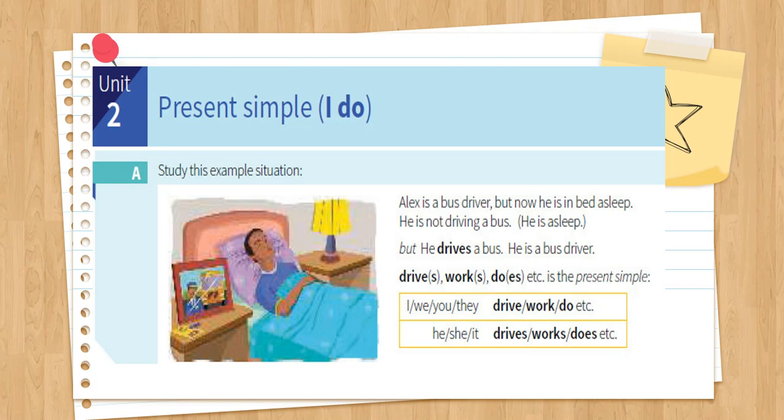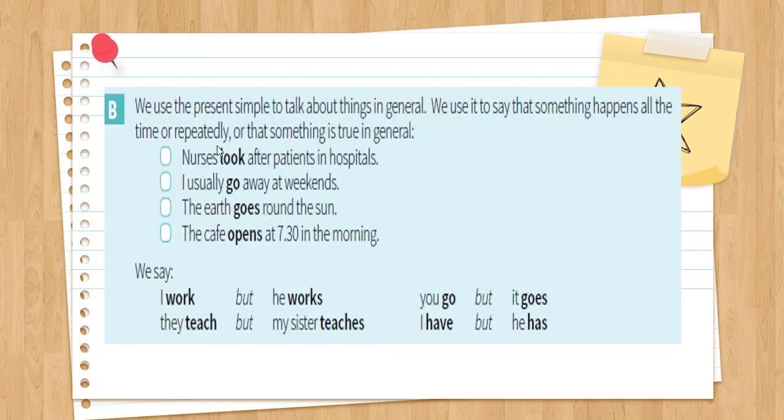We are going to see some other examples, and here we have, it says, we use the present simple to talk about things in general, okay? We use it to say that something happens all the time or repeatedly, or that something is true in general. Examples, here we have. Nurses look after patients in hospitals, okay? That is a general truth, okay? Nurses look after patients in hospitals.